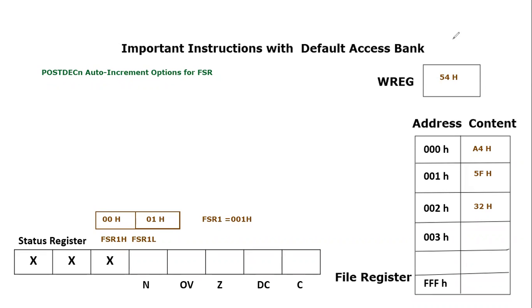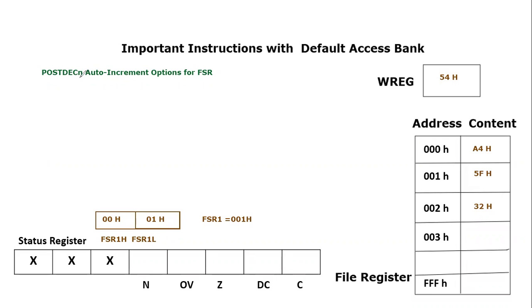In this video tutorial, we are going to learn another auto increment option for file select register. Basically, it's a decrement option, but generally it is known as an auto increment option, and that is known as post decrement. So we will perform a certain function on a file register which is pointed to by FSR, and after performing that function, we will decrement the value of FSR, and that is why it is called post decrement or POSTDEC.